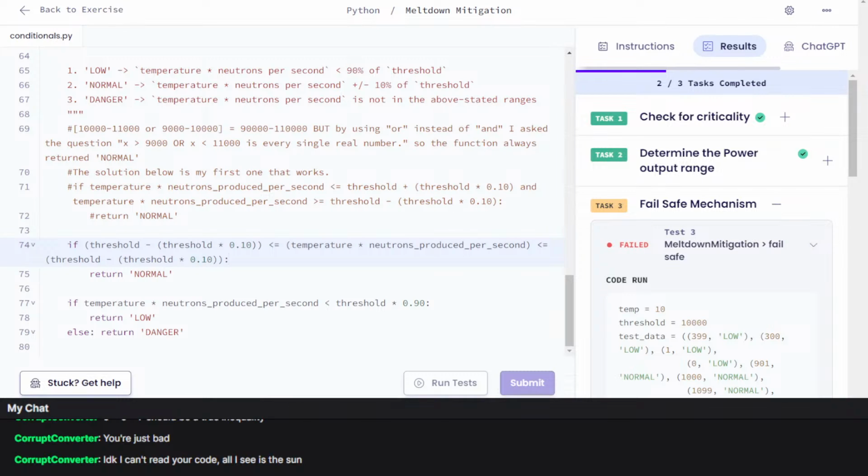Corrupt Converter says I don't know, I can't read your code. All I see is the sun. What do you mean? It's right down here. Superbrain says carrot.